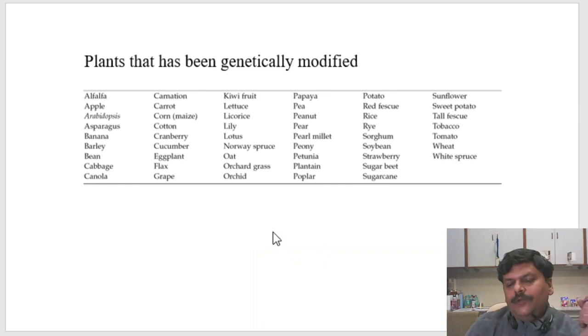So far, by using Agrobacterium or the gene gun method, many plant species have been successfully transformed. I have listed those species in this table, and you can see many of them are actually food crops. So it is not a very difficult task these days to make transgenic plants by using either of these two methods. And over a period of time, Agrobacterium-mediated transformation methods have been developed for many crop plants.